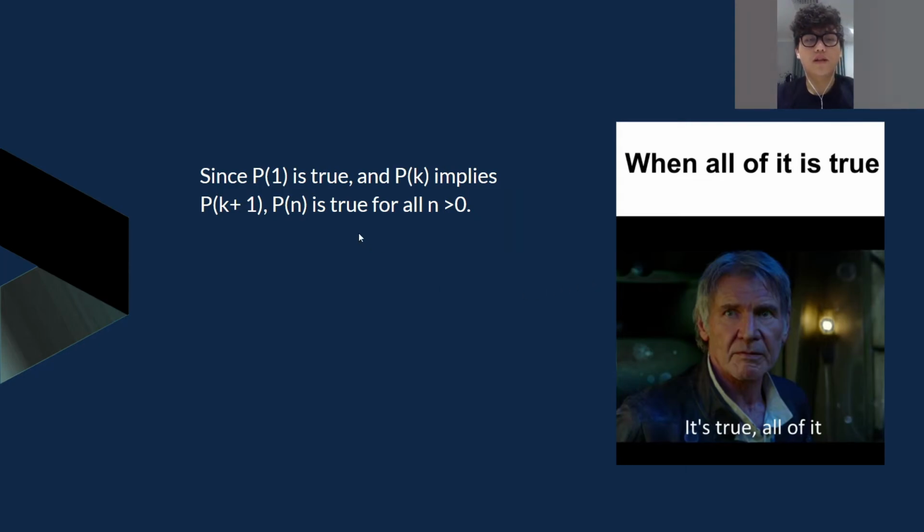So therefore we can conclude that since P of 1 is true and P of k implies P of k plus 1, P of n is then true for all n greater than 0.